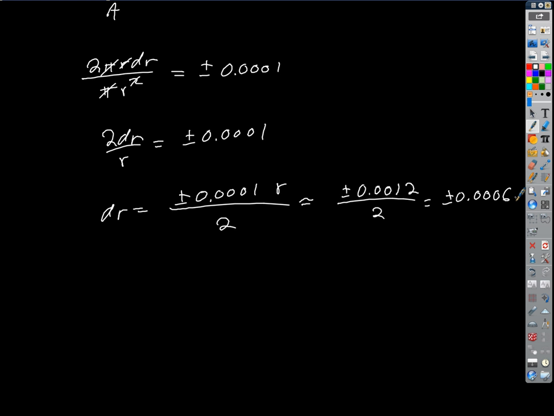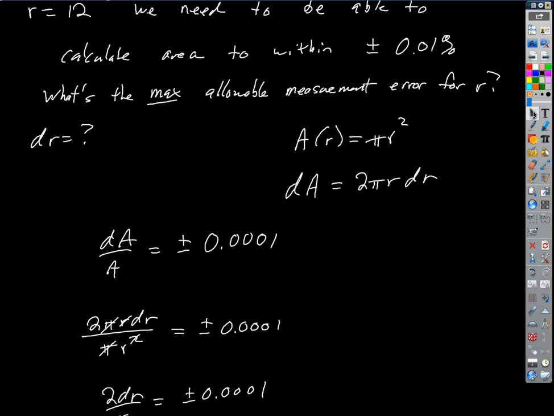You can work backwards on this too. If you know what the outcome needs to be, you can work backwards and say, okay, then what does our measurement accuracy, our precision, need to be? Okay? Make sense? All right, we can call that a day. Pretty good.